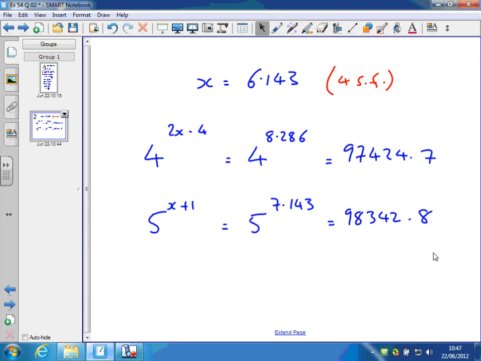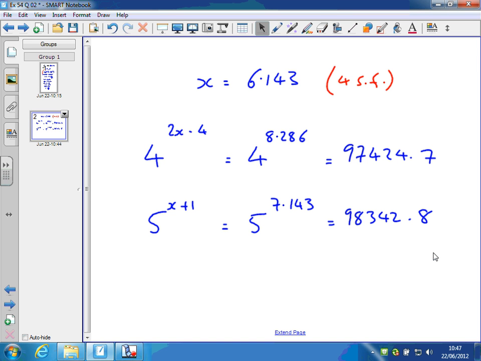So, looking at the solution, I get x equals 6.143 to 4 significant figures. Putting this back into the equation, I get 4 to the 2x minus 4. Let's work out what the left-hand side is. That turns out to be 4 to the 8.286, which gives me 97,424.7. And then putting it into the right-hand side, 5 to the x plus 1, what's 5 to the 7.143? 98,342.8. Note they're not the same.